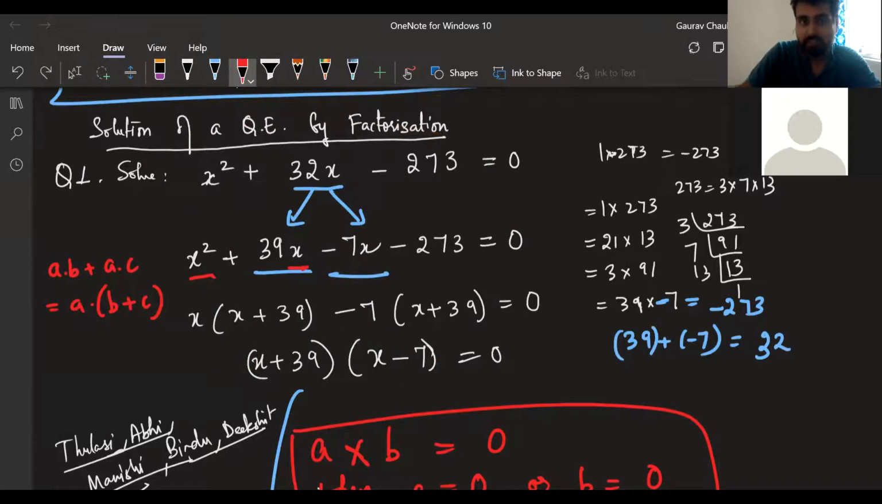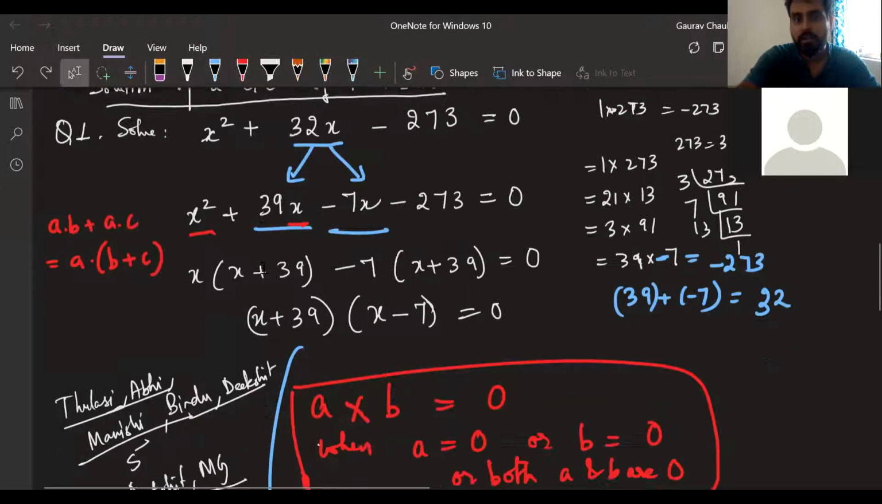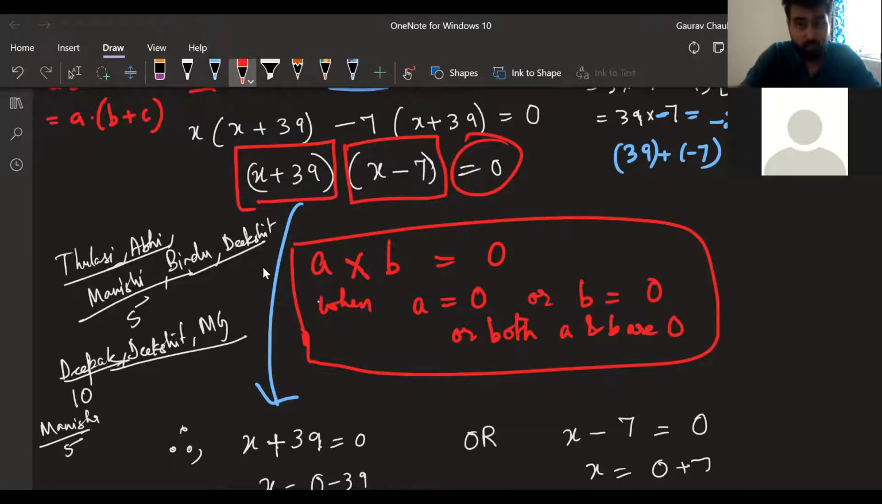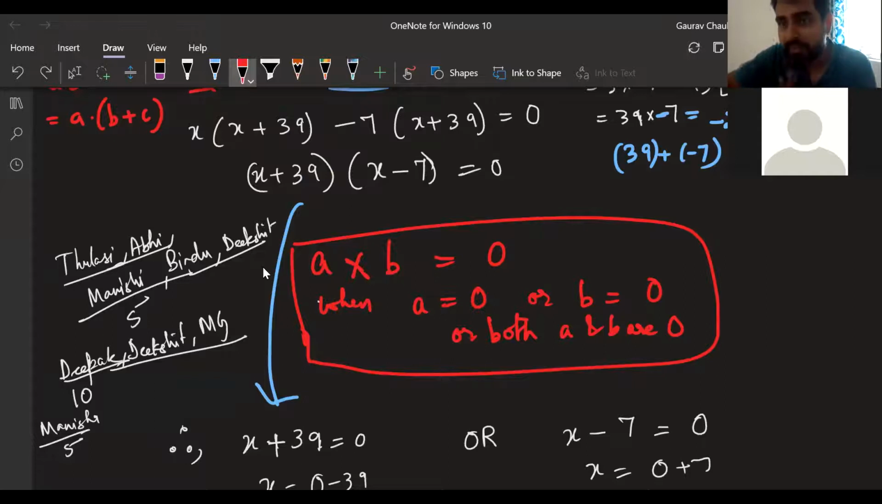When I factorized, what I got is some one number into another number is equal to 0. We thought, okay, when is this possible? At least one of the numbers should be 0, then only the final answer can be 0. Anything else you put, it will not be 0. Simple logic.